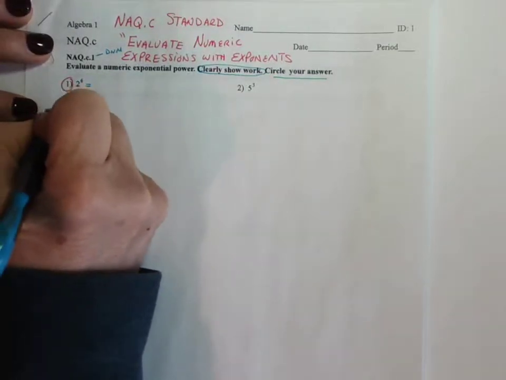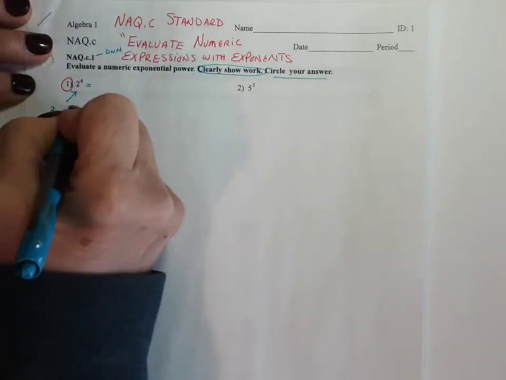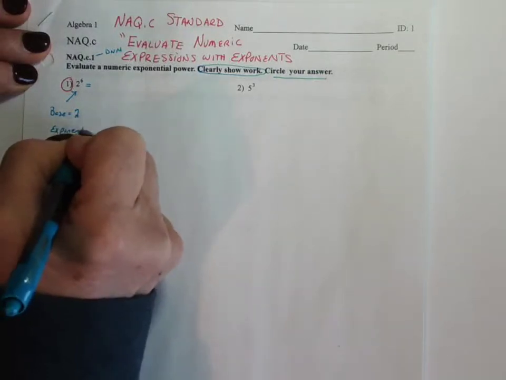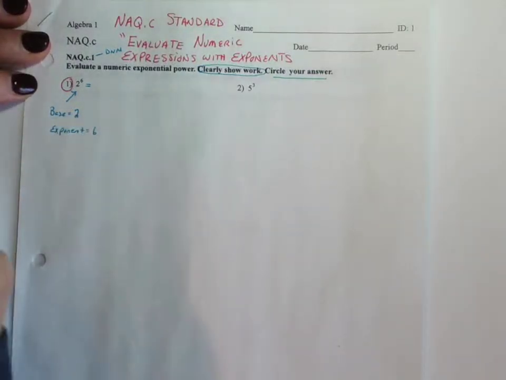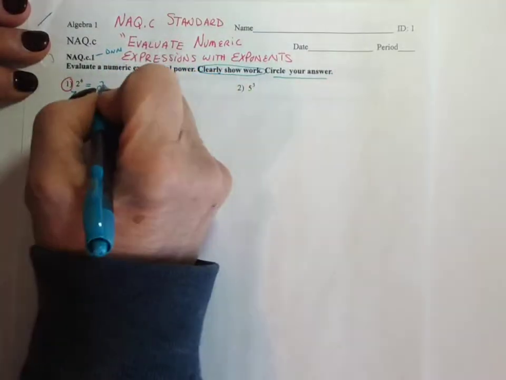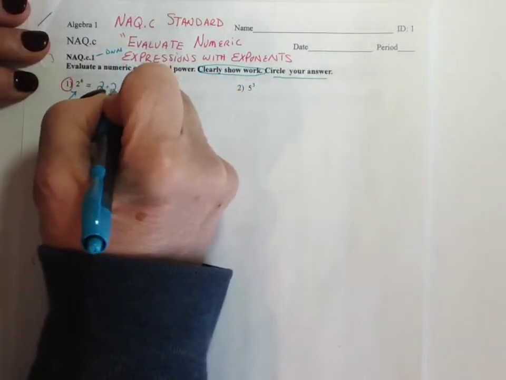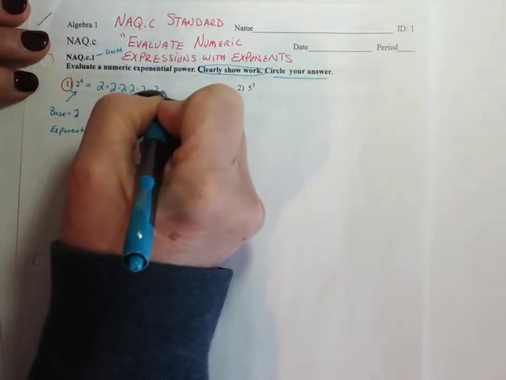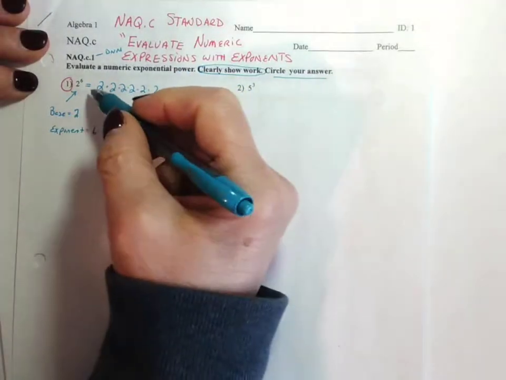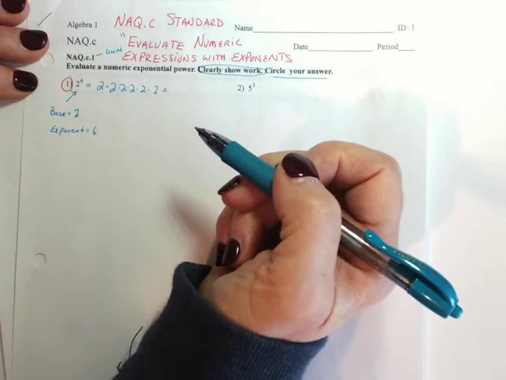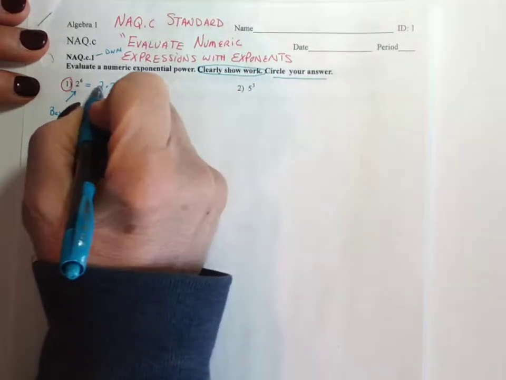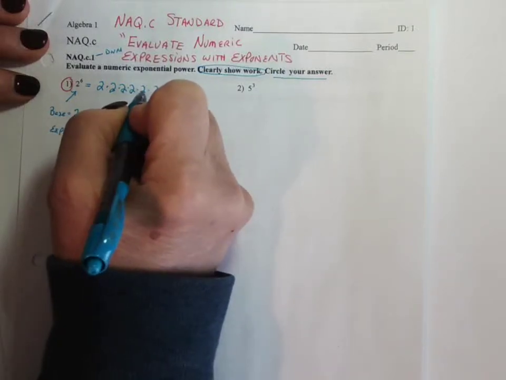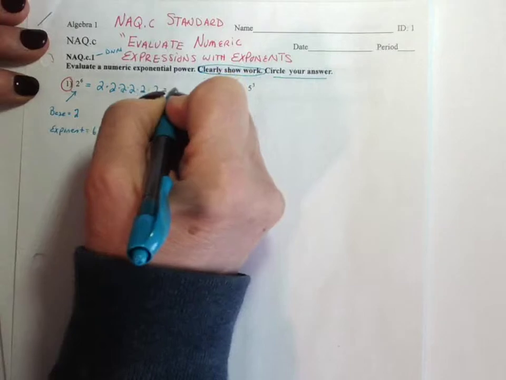So the base is 2. The exponent is 6. So that means that I'm going to have my base 2 repeated 6 times. Okay, so I have 2, 4, 6 2's. That's the work I must show. 2 times 2 is 4, times 2 is 8, times 2 is 16, times 2 is 32, times 2 is 64.